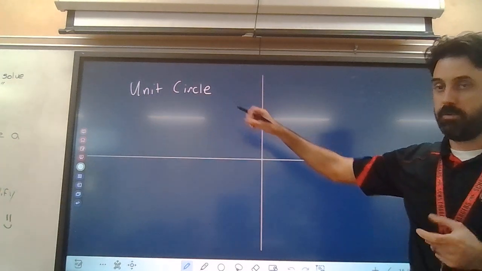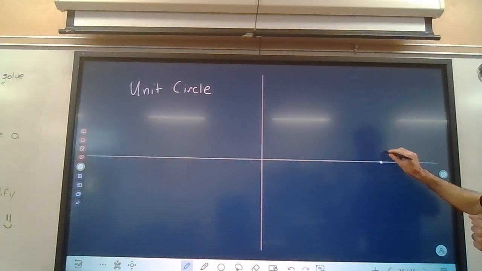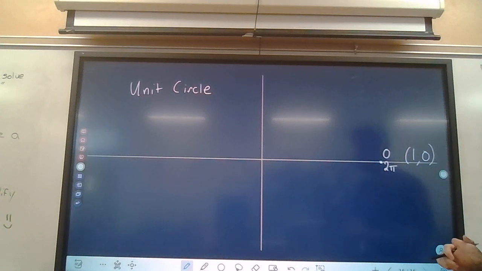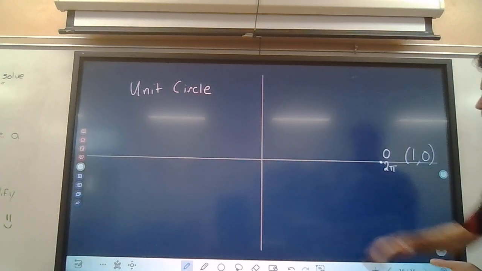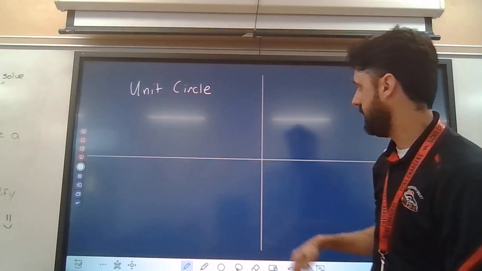I will say a couple things. Some of the most common mistakes that people make on the unit circle are not knowing at 0 or 2 pi that the coordinate point is 1, 0. They think it's 0, 1. This is 0, 1, negative 1, 0, 0, negative 1.